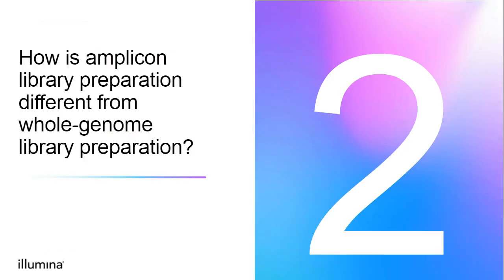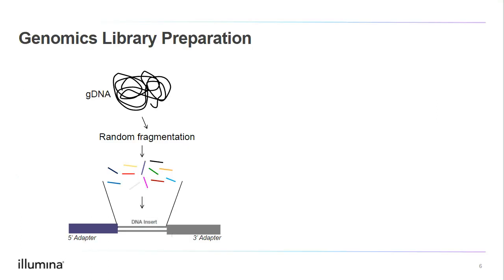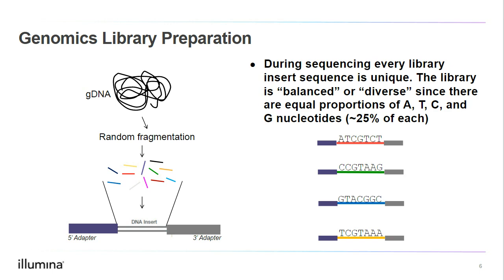Now let's compare whole genome sequencing libraries with amplicon libraries. First, we will look at a genomic DNA library preparation. We start with genomic DNA, and we randomly fragment it into smaller pieces, creating many unique fragments. And then we add adapter sequences to create a library ready for sequencing. This results in a library with many different unique inserts, which yields a balanced or diverse library because at any given position, we expect roughly equal proportions of A's, T's, C's, and G's. You can see at this single position, each base is present and balanced.